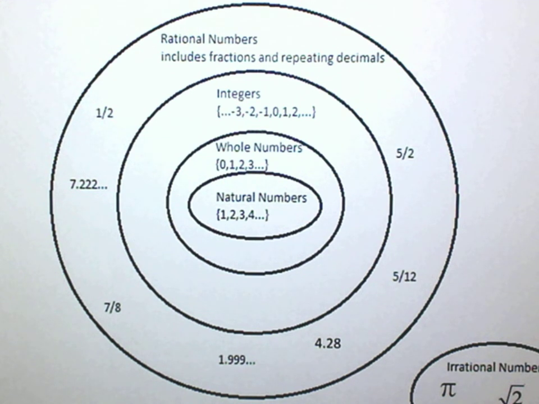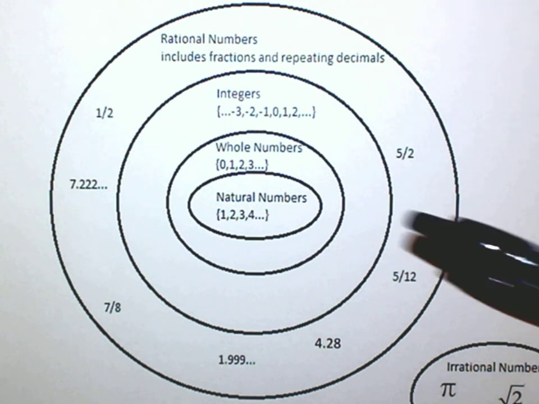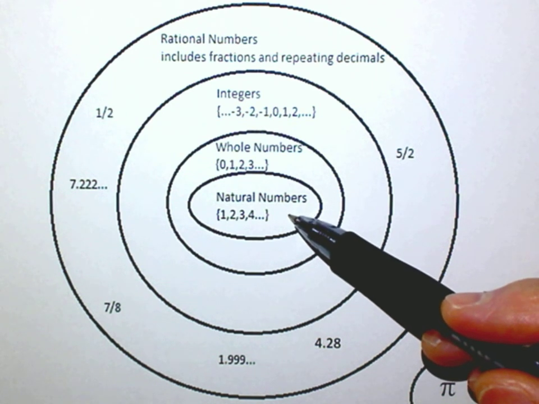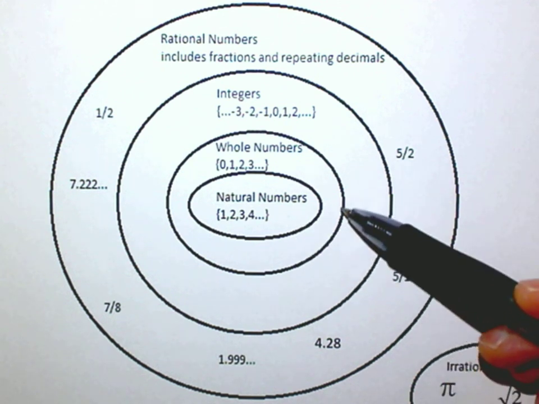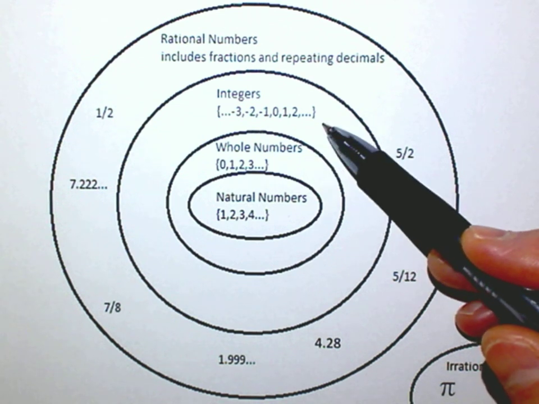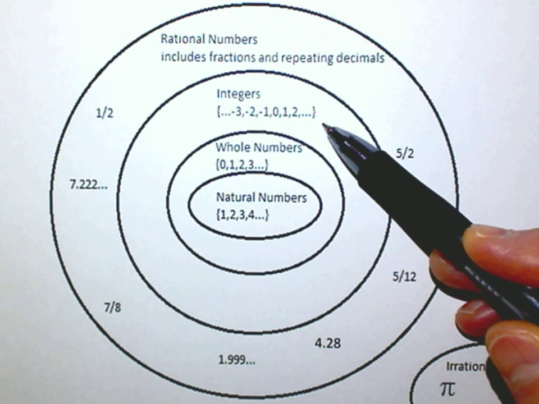The group of rational numbers can be divided into several subgroups. Let's start with the inner circle of rational numbers. The inner circle is called the natural numbers, or the counting numbers. These are the numbers 1, 2, 3, 4, and so on. In our next circle, we have the whole numbers, which includes all the counting numbers and the number 0. Next up, we have the integers. That includes all the whole numbers plus all the opposites, or the negative numbers.